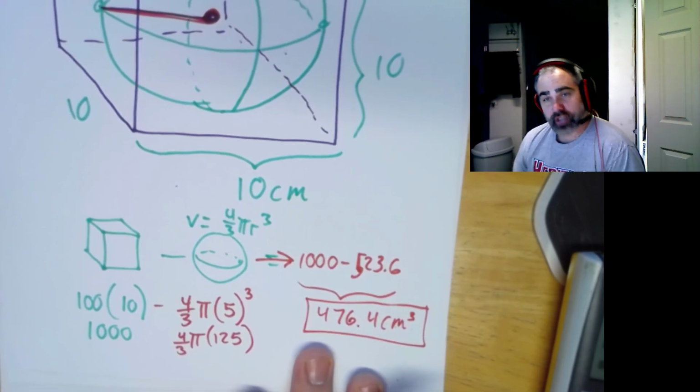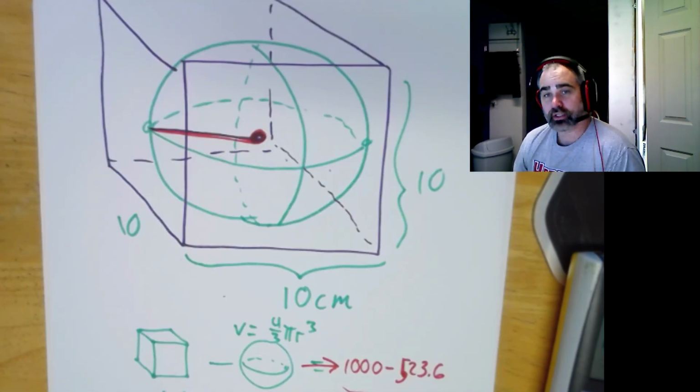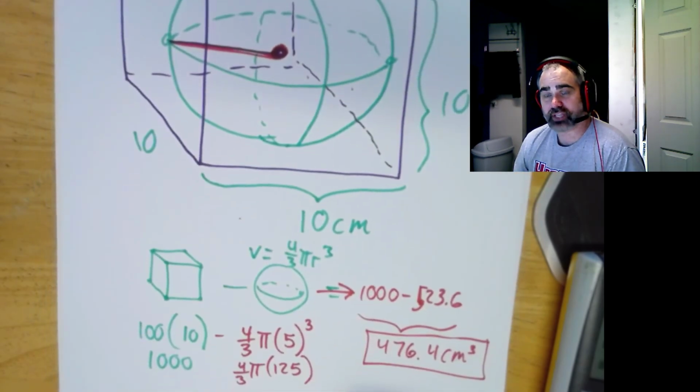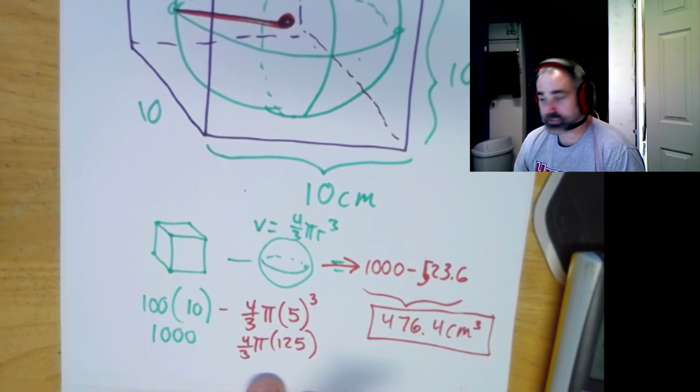Because when you see a basketball inside of a box, it doesn't look like there's that much empty space, but there's actually a lot in this situation. It's almost as big as the sphere itself. A little bit less, but not that much.